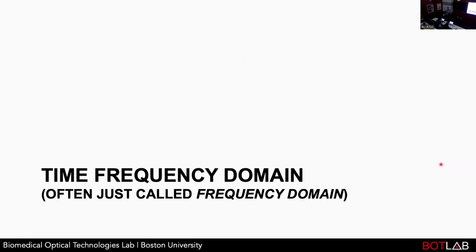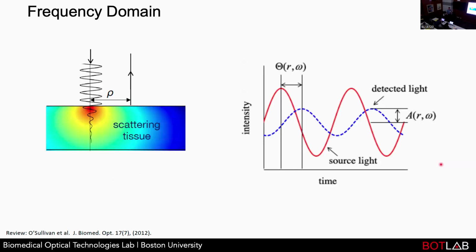For example, time frequency domain is related to time domain. Here we're modulating the light source, typically sinusoidally. It doesn't necessarily have to be sinusoidal, but you get a pure tone that way. And you measure how the amplitude and phase of the so-called photon density wave that travels through tissue is altered by the tissue. And this encodes information about the tissue optical properties.